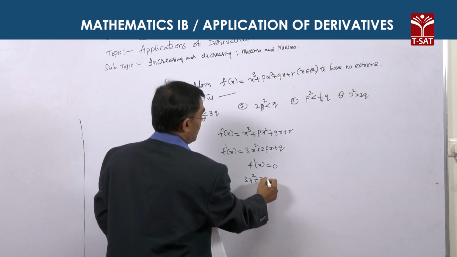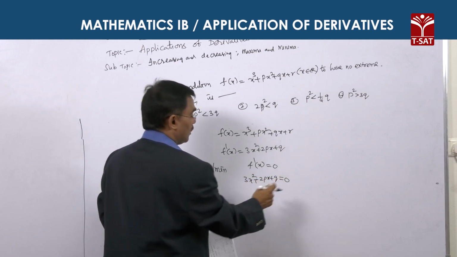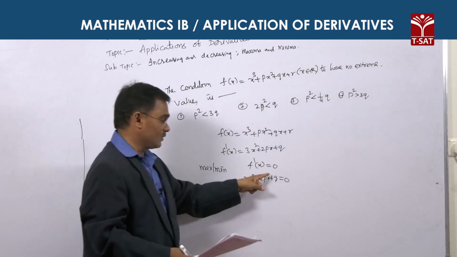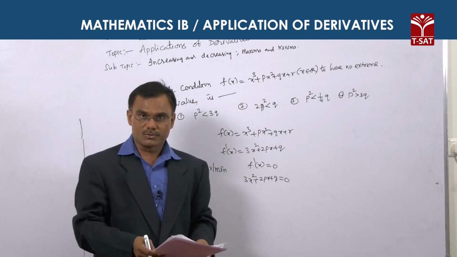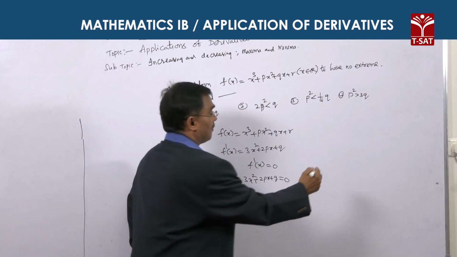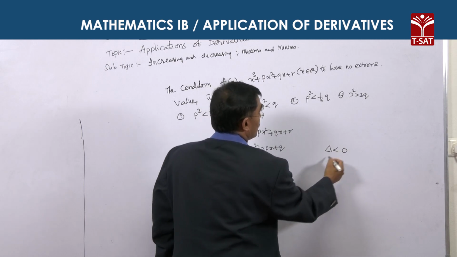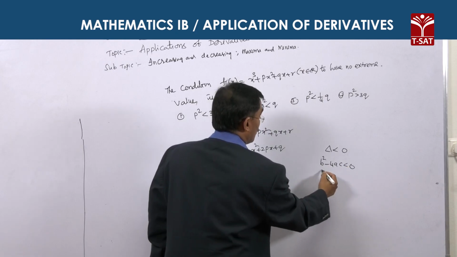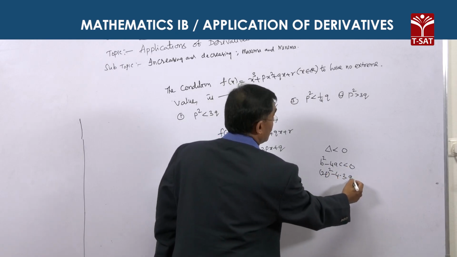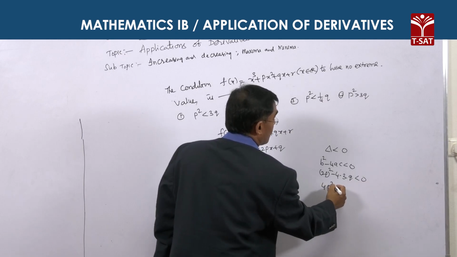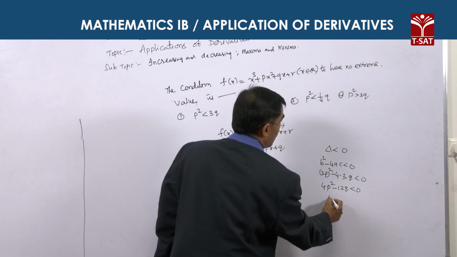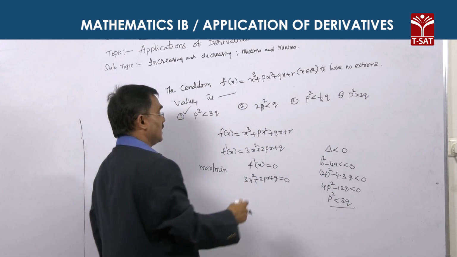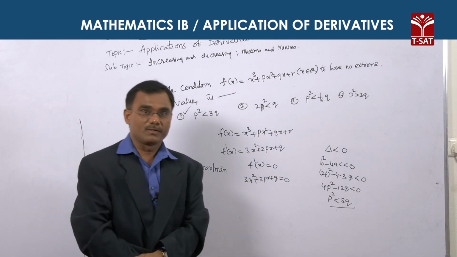3x square plus 2px plus q is equal to 0, which is a quadratic equation, but the function has no extreme values. No extreme values means this quadratic equation has complex roots, right? Complex roots imply discriminant delta is less than 0. b square minus 4ac less than 0. So (2p) whole square minus 4 into 3 into q is less than 0. 4p square minus 12q is less than 0, which implies p square is less than 3q. If p square is less than 3q, then the function has no extreme values.